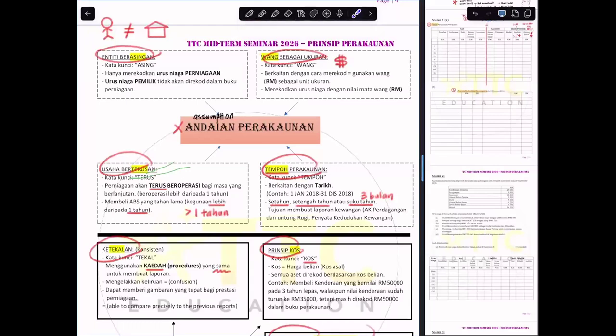So if you see any keyword in the question that mentions continue business, meneruskan, beroperasi, some more we got one more keyword, lebih 1 tahun, more than 1 year, then your answer is usaha berterusan.